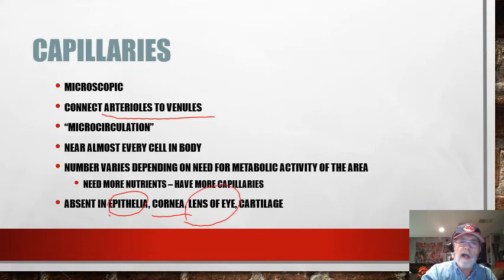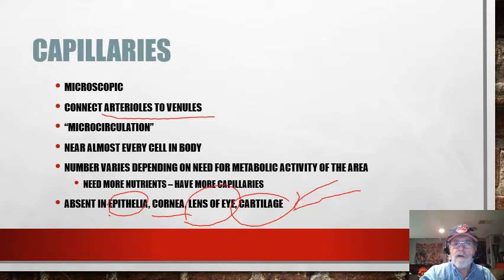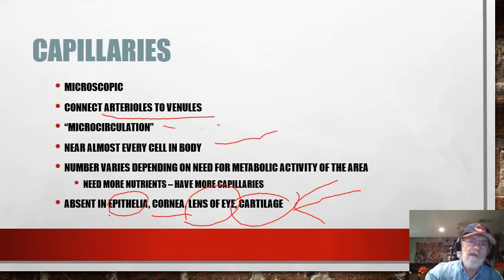The lens of the eye, cartilage. And that's the problem with cartilage. When cartilage is damaged, how do we repair it? We don't. We can't. Why? It doesn't have a capillary supply, and if it doesn't have a capillary supply, it can't get nutrients from the blood. Very simple. So this is the microcirculation, near almost every cell in the body, with the exception of these places down in here.